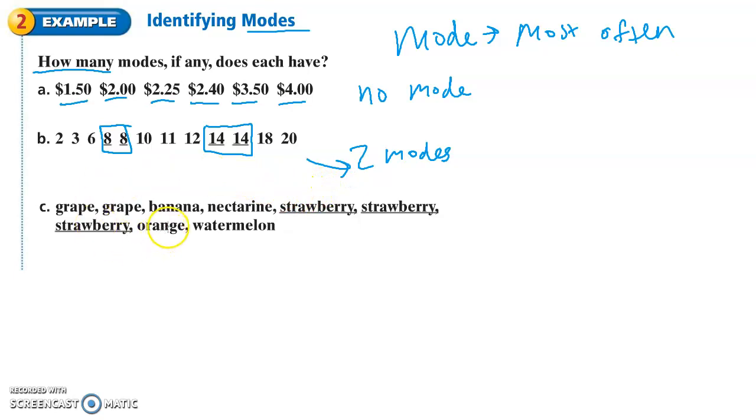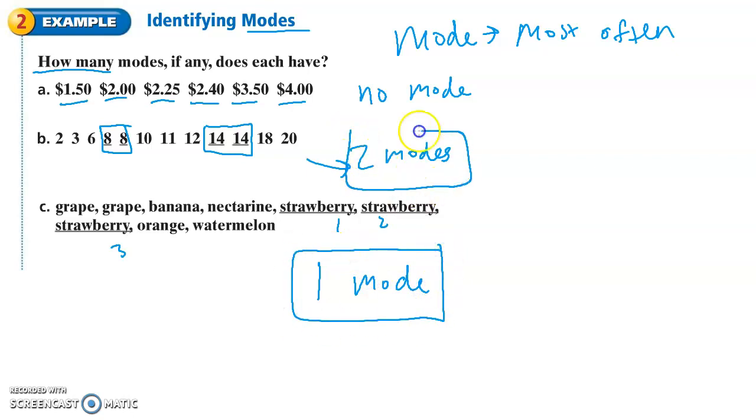Now looking at the third set of data, even though they're not numbers, you can still apply the mode process to this. Looking at this, grape is used twice, but strawberry is used 1, 2, 3 times. So how many modes does it have? It has 1 mode, because strawberry is used more than every other thing. Even though grape has more than 1, strawberry is used the most often, therefore strawberry is the 1 mode.